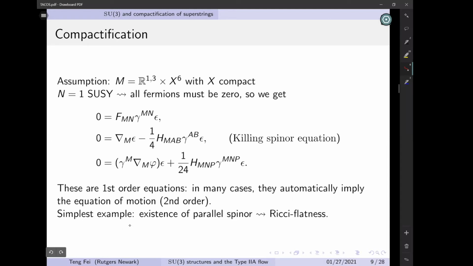But the simplest example of this is, let's put H equals 0. Then this is just saying we have a parallel spinor, and this implies Ricci flatness. The metric is Ricci flat, which is the Euler-Lagrange equation of the Hilbert-Einstein functional. That's the simplest example. This is actually the example of supergravity.